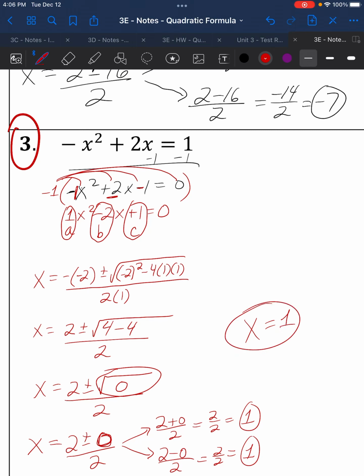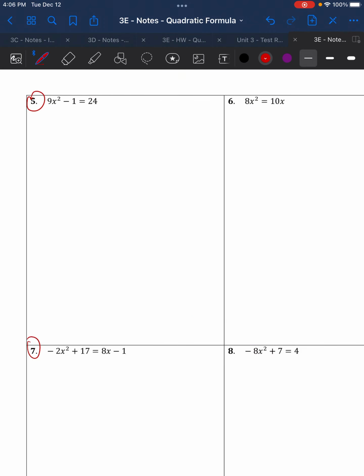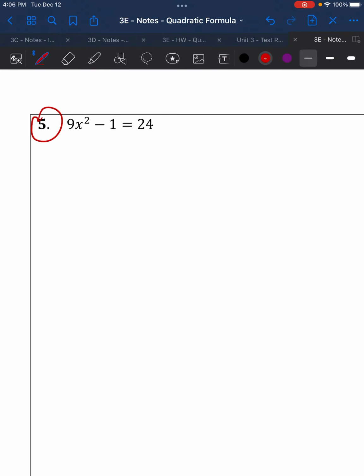Well, in this case, it's a special case, and we'll talk about it later on, but we actually only have one solution. It is repeated. We'll call it something a little different later, but it's just one solution of x equals 1. And this happens when what's underneath the square root is 0.